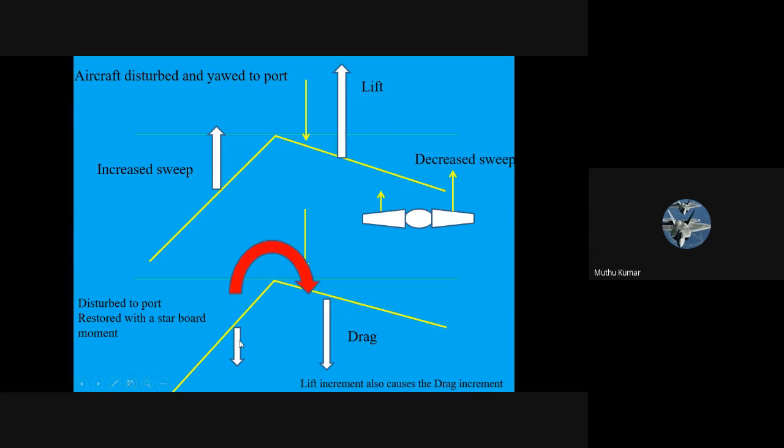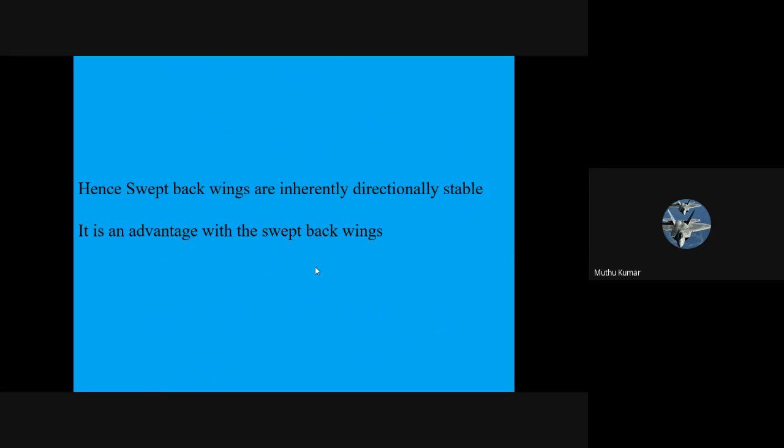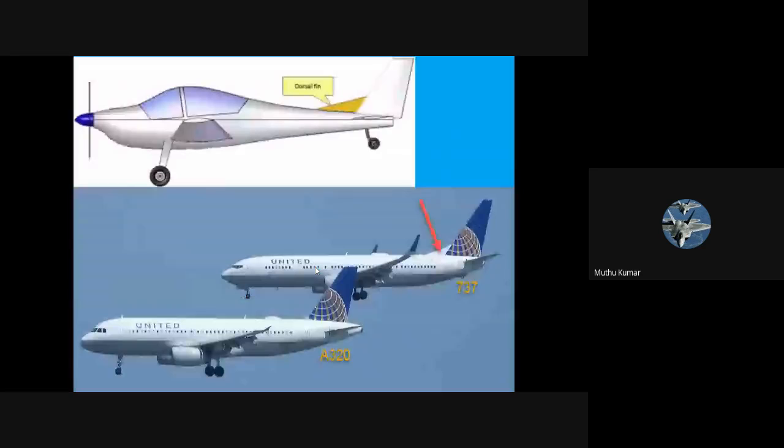Okay, and when you pull these vectors, this is a differential drag. If you pull both of them, automatically this is going to be creating a moment in this direction. Okay, so it's a restoring moment. So swept back wing is an advantage in terms of directional stability.